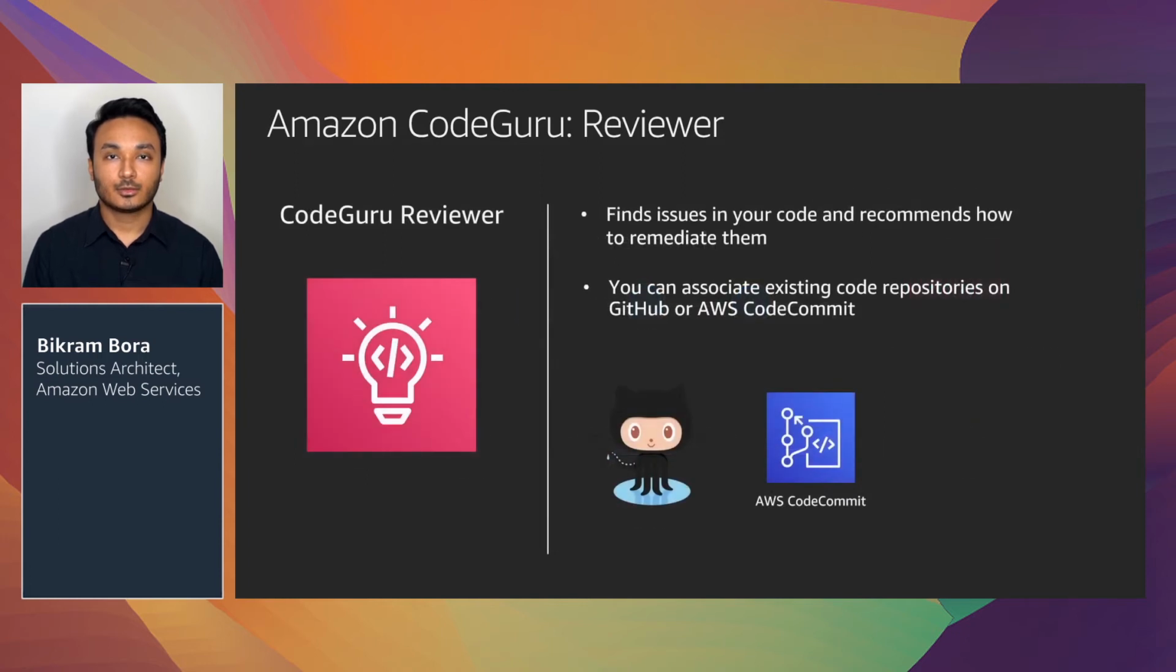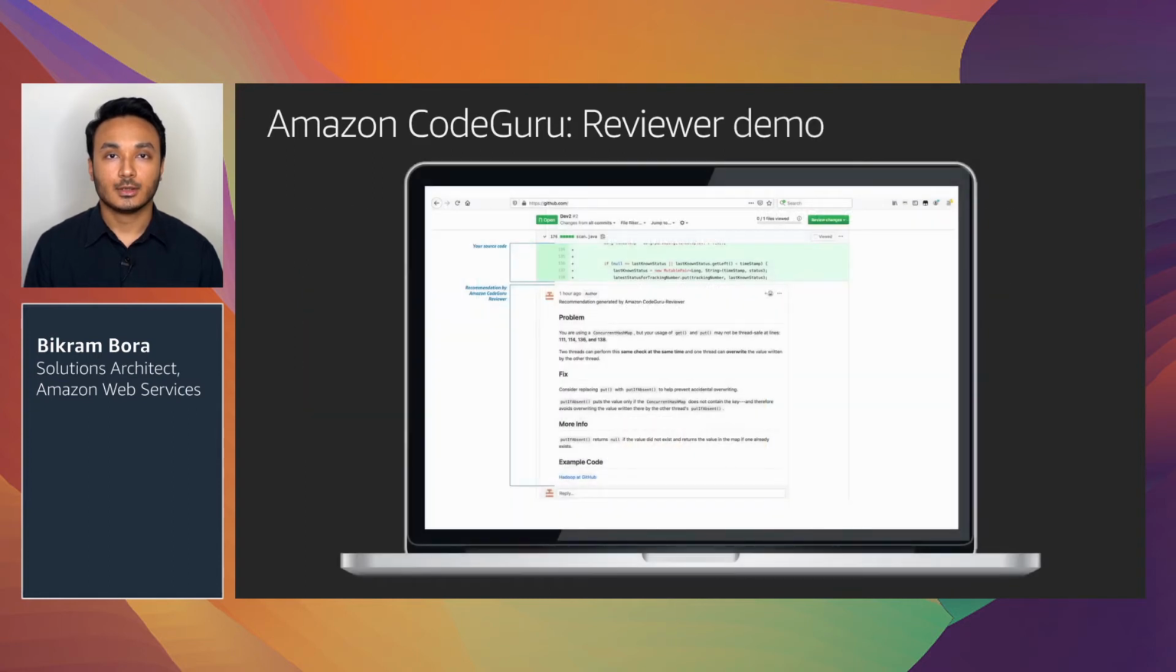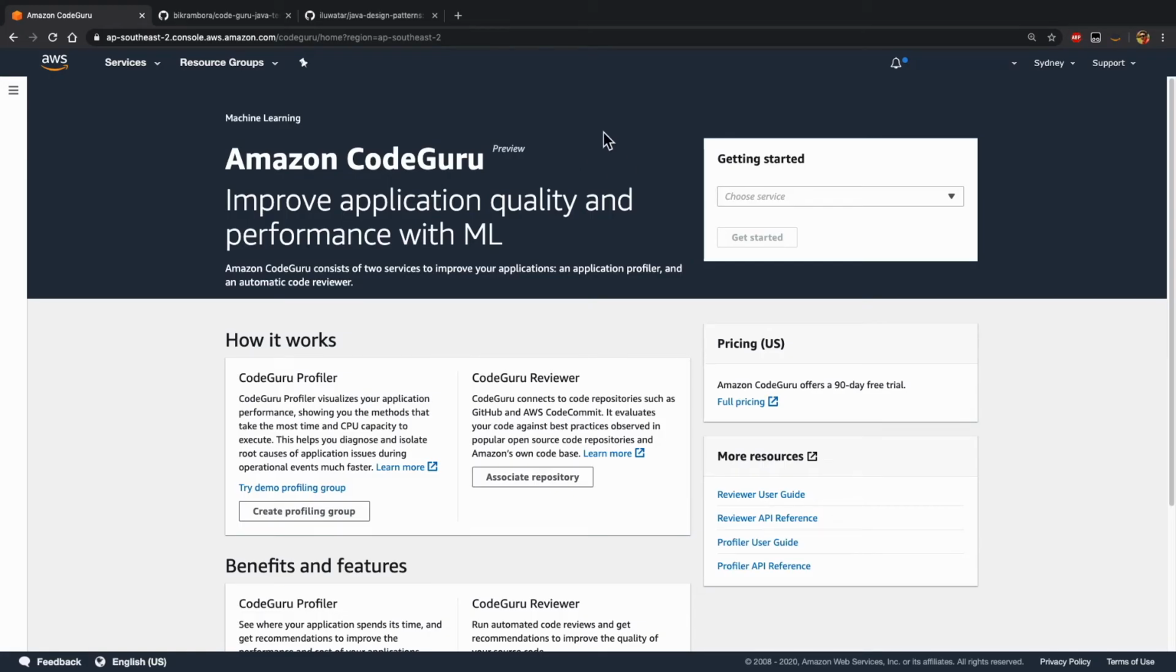As I said, CodeGuru integrates with two styles of Git repositories, GitHub and CodeCommit. After you've associated your repositories, it triggers on every pull request. So let's jump right into an Amazon CodeGuru Reviewer demo. All right, let's get started with the Amazon CodeGuru Reviewer demo.